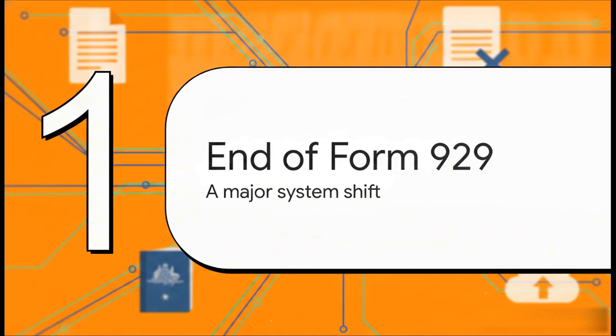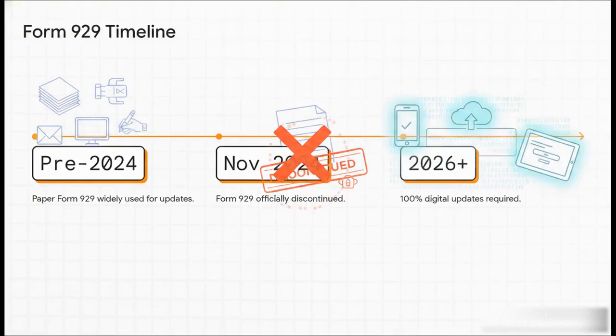All right, moving into Section 1, the end of Form 929. This is a massive system shift. So the entire Australian immigration landscape is currently going through this huge systemic shift. We're moving from old paper forms to fully digital systems.